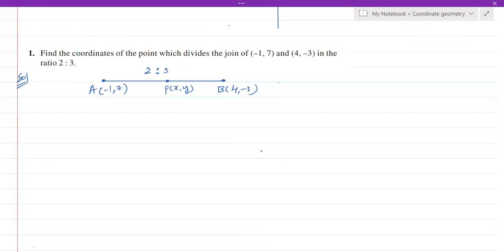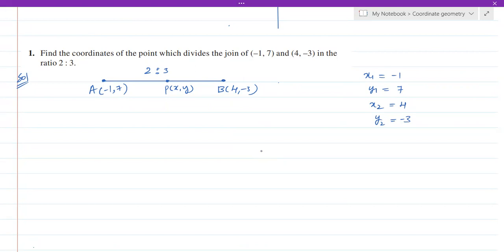Initially, let's write down x1, y1. x1 is -1, y1 is 7, x2 is 4, y2 is -3. If you remember, the coordinates of A was x1, y1, and the coordinates of B was x2, y2. So we have taken x1 as -1, y1 as 7, x2 as 4, y2 as -3.